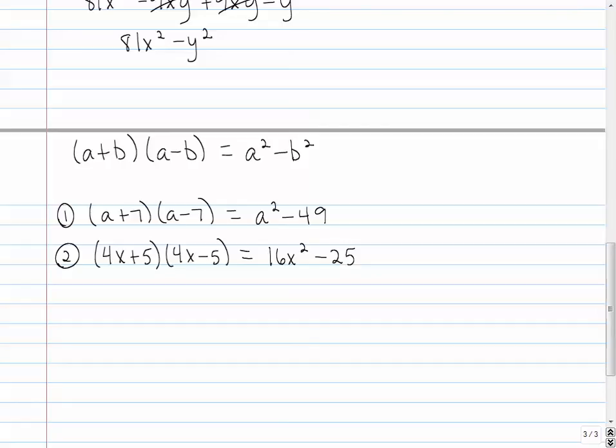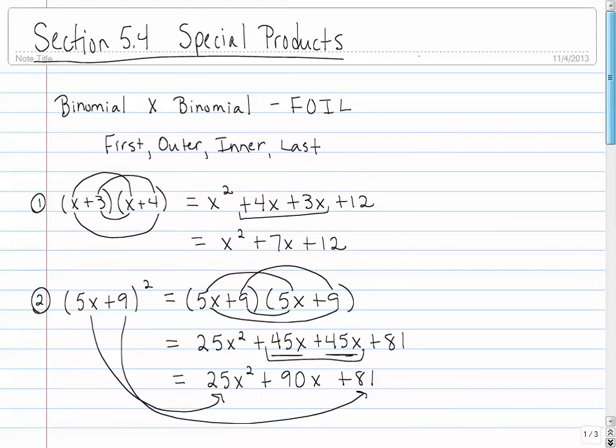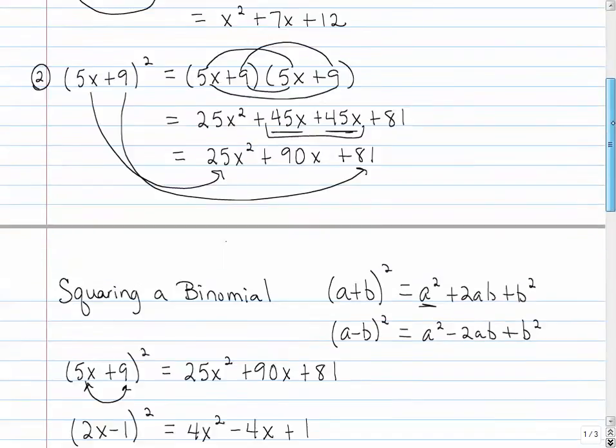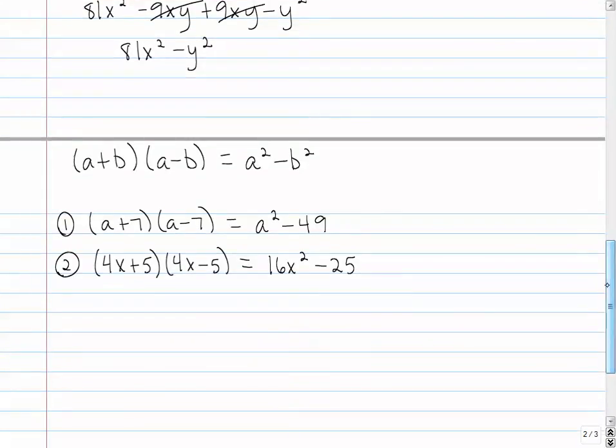Okay, does anybody have any questions on anything in this section? Most of it is pretty much the same thing that we did in the last section in 5.3. The only difference is the two shortcuts that we went over, squaring a binomial, and then when you have the sum and difference of two terms.